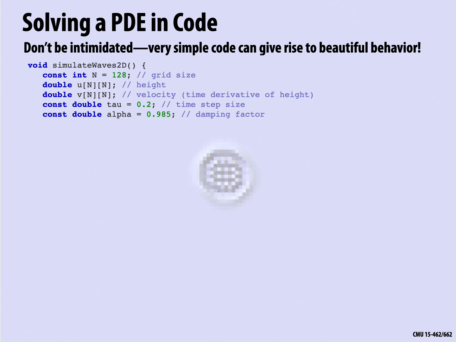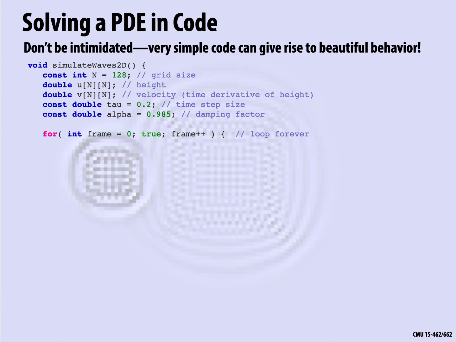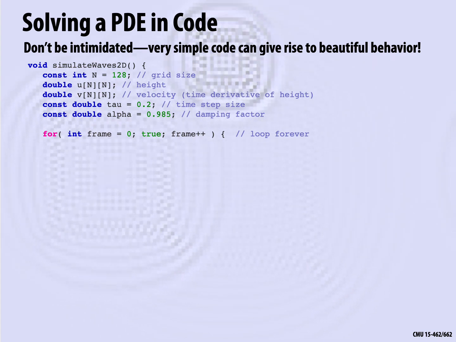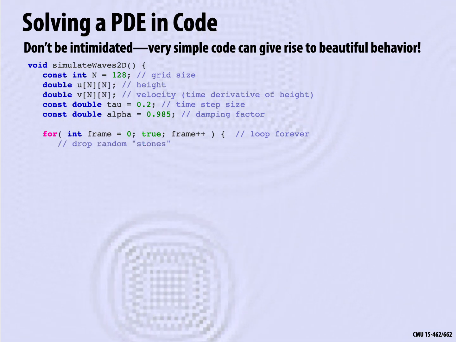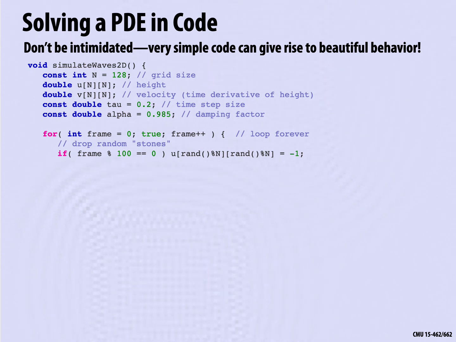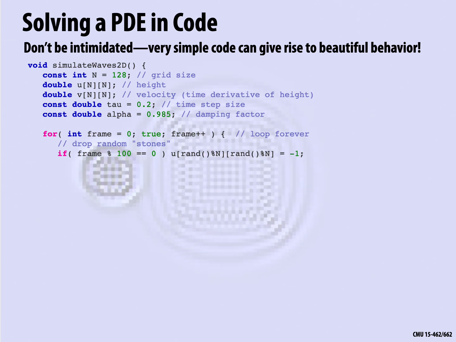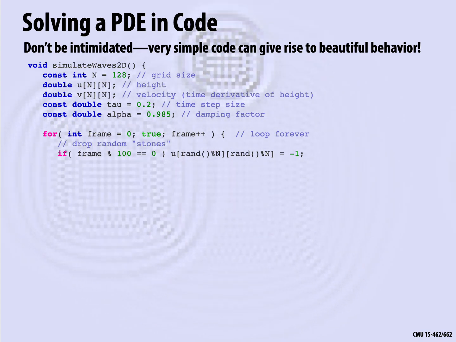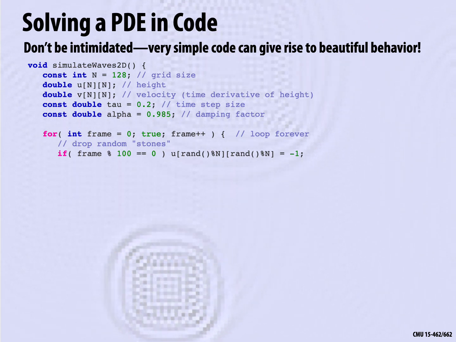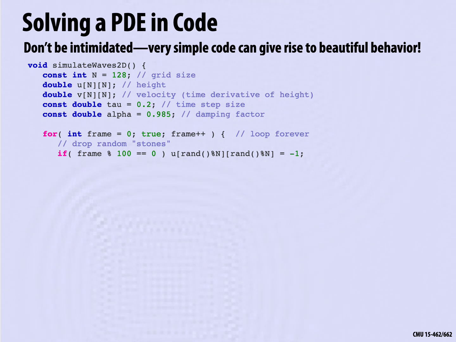So what do we do? Well, we're just going to run a loop forever, just keep running an animation loop. And at a few random times, we'll check, what frame are we at? Okay, if we're at a multiple of 100, we're going to imagine we're dropping a stone at some random location. So we're going to set the height of the wave u to -1. Everything else is 0. Okay, and then the interesting part, we're going to update the velocity.